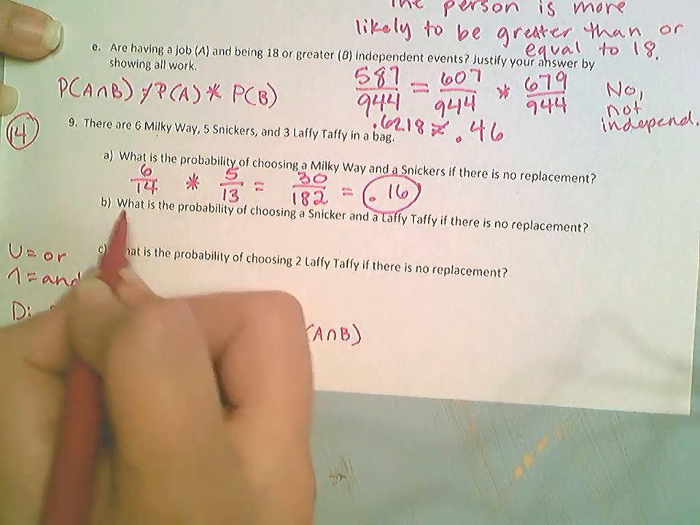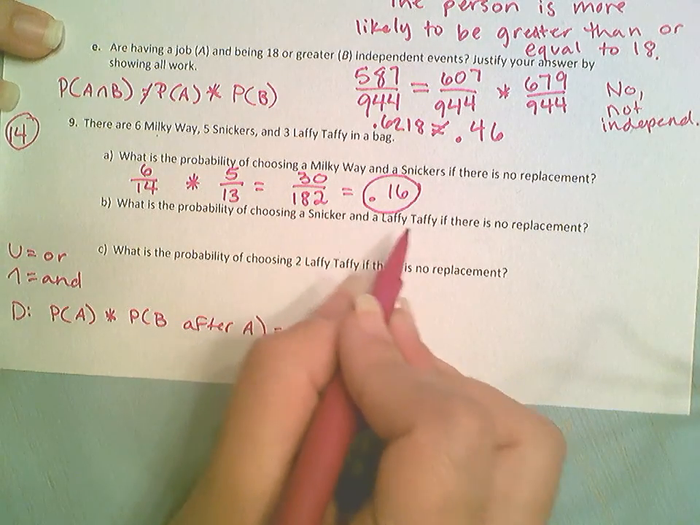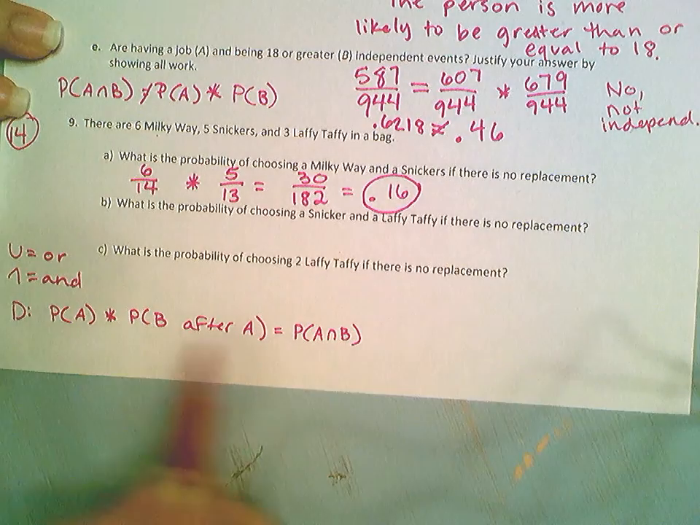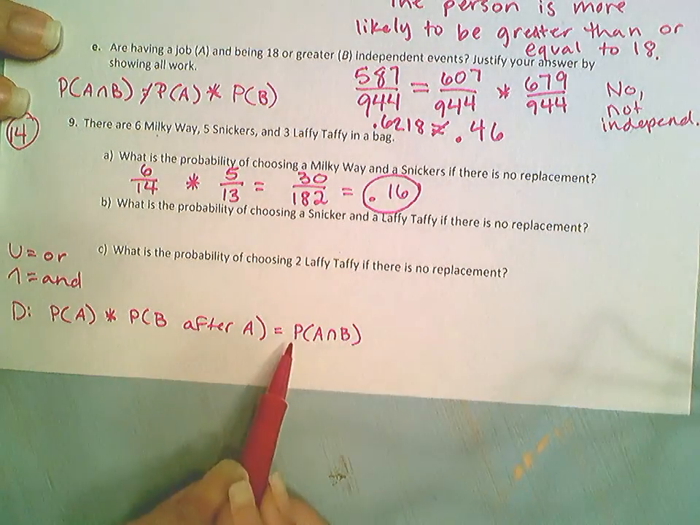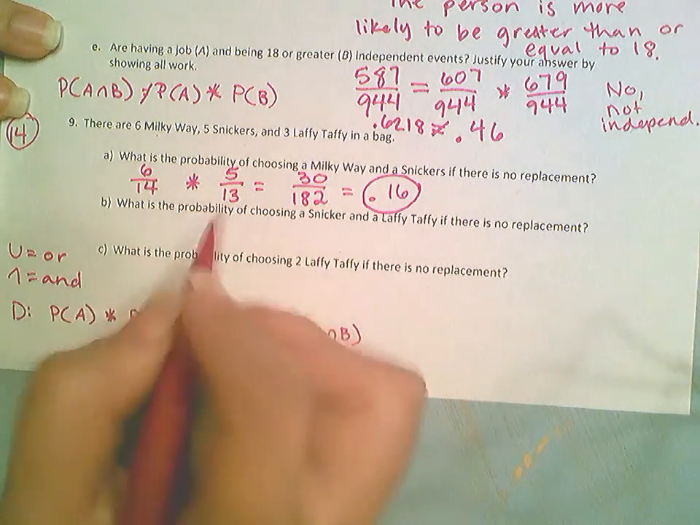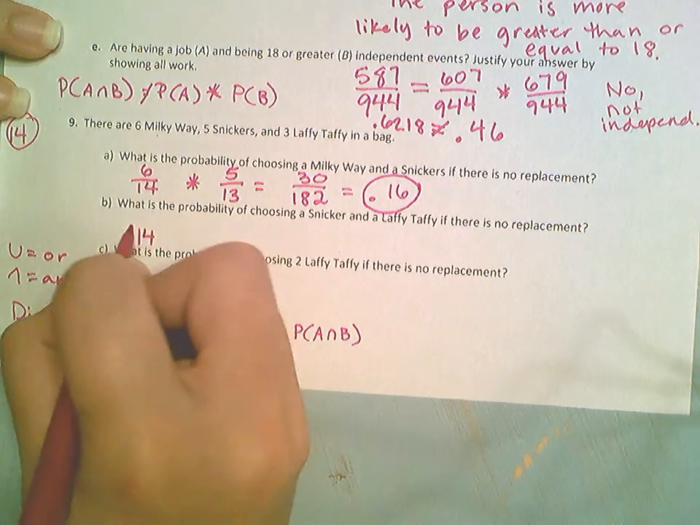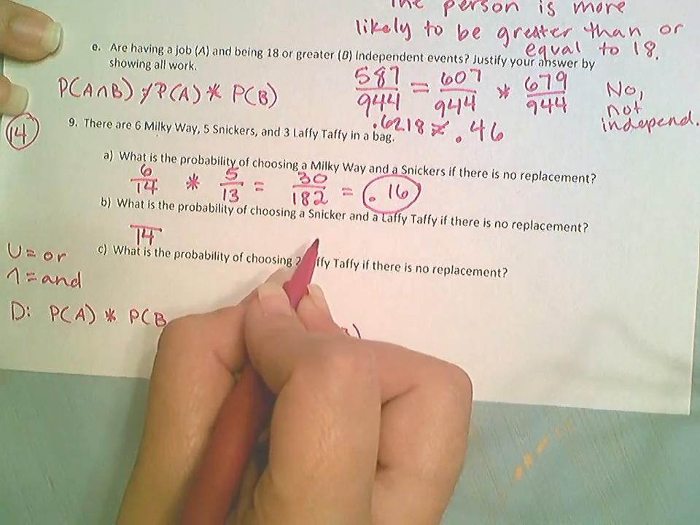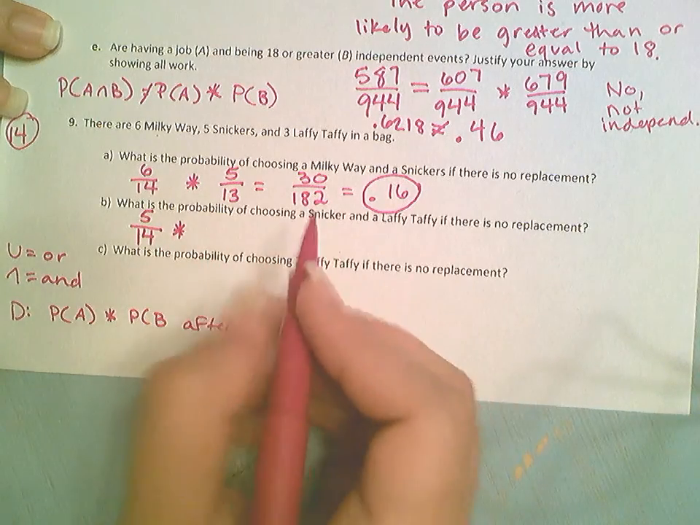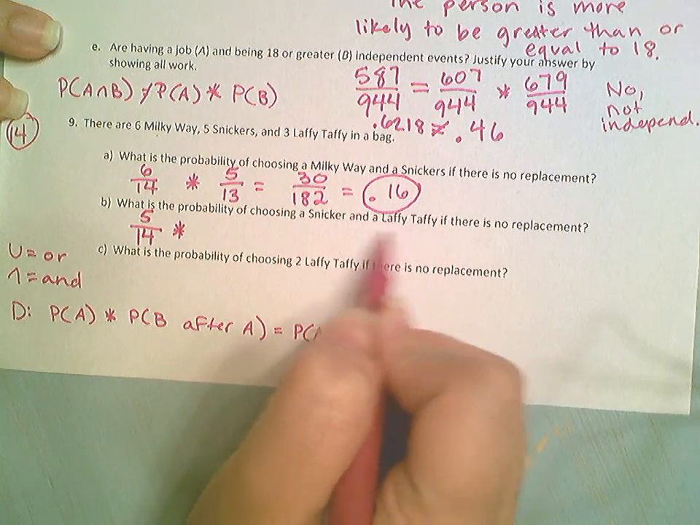Now we're asked, what is the probability of choosing a Snickers and a Laffy Taffy if there is no replacement? Again, there's no replacement, so it's going to be dependent. We're going to use this formula here. So the probability of choosing a Snickers, originally there's going to be 14 in the bag. Out of those 14, how many are Snickers? We're going to have 5 of them. We'll multiply that by the probability for the Laffy Taffy.